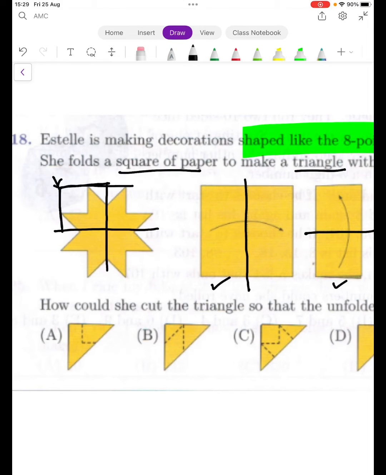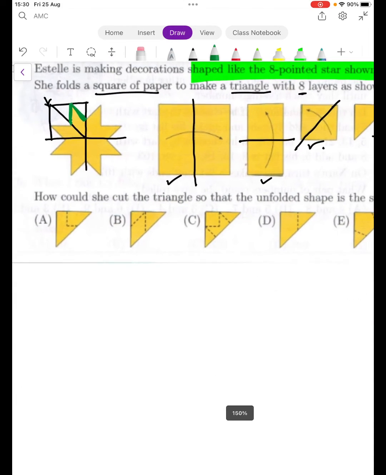Let me just, so this was the piece of paper. Let me not draw all of it, just focus on this part. So this was the final square that we folded and got along, and then it was folded again along a line of symmetry to make the cuts. Now we can already see that if we focus on this triangle, these are the cuts she must have made, which will open up to give us the 8-pointed stars.